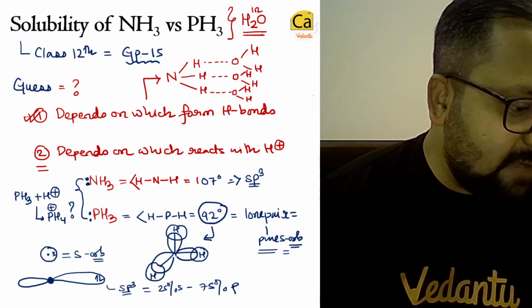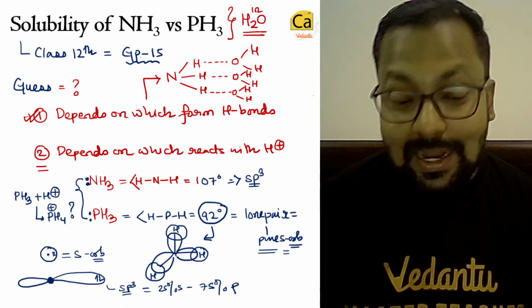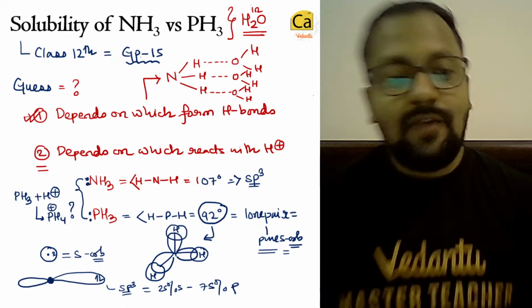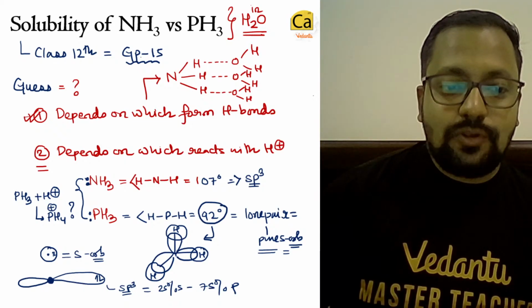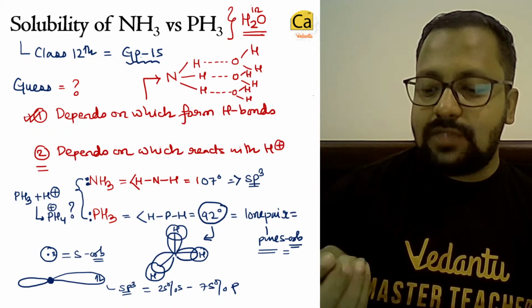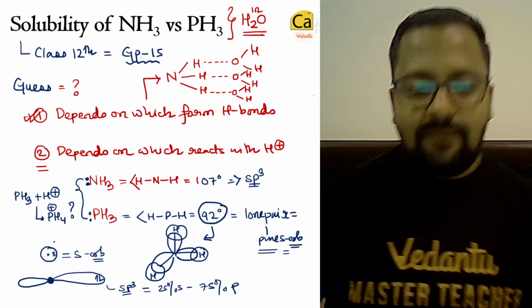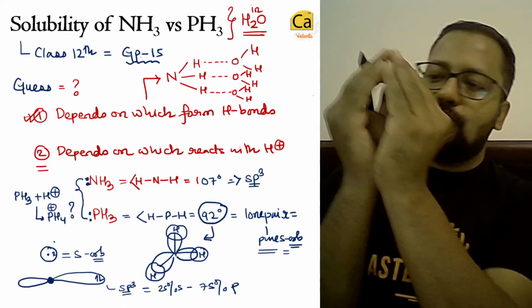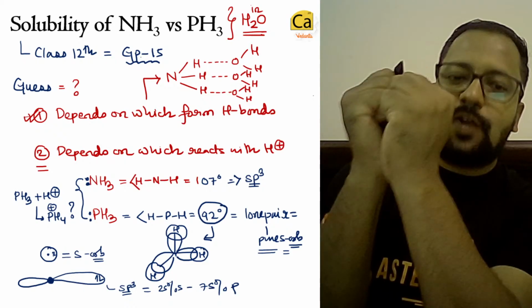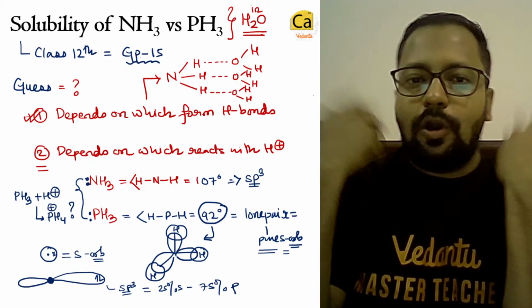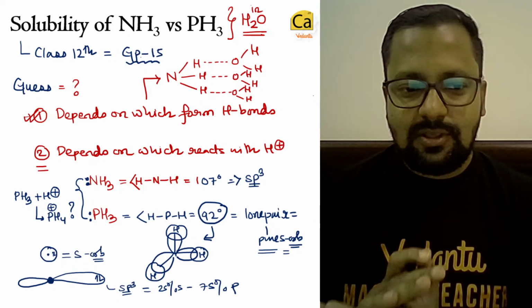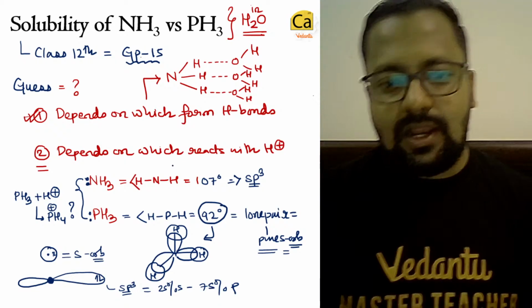Very, very good, Lavanya. This is Drago's rule. Will it donate electrons to H plus to form PH4 plus? If the electrons are closer to the nucleus, it will hold the electrons tightly and will not want to give the electrons.